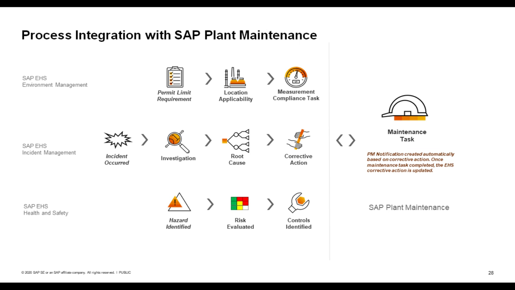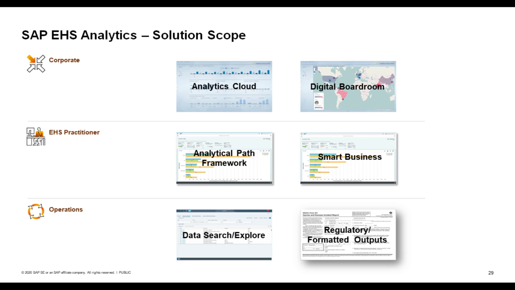All right. To illustrate that plant maintenance piece, again, an example, whether it's permit requirements, whether it's corrective actions from an incident, or in this case, you would see controls that are put in place based on risks that are identified. All of that can be driven in a two-way interface to plant maintenance. Work is done there by the maintenance teams, and then it updates the EHS system to say, okay, this maintenance piece or task was done. You can update your action that you highlighted on the EHS side to make sure that nothing's falling through the cracks.